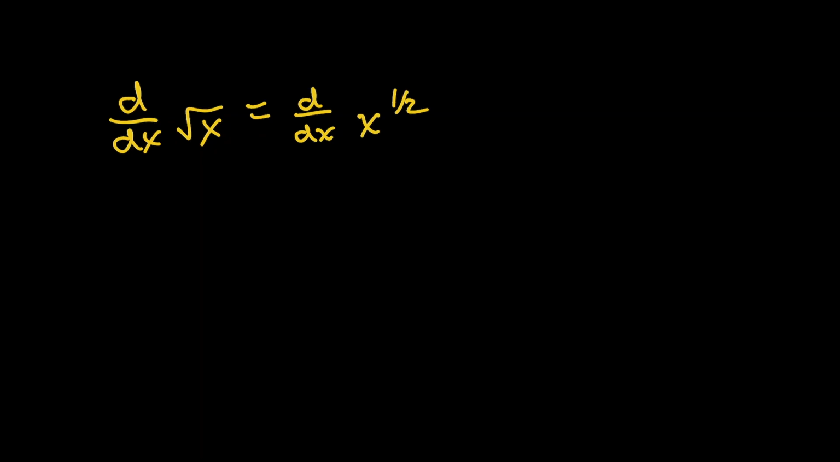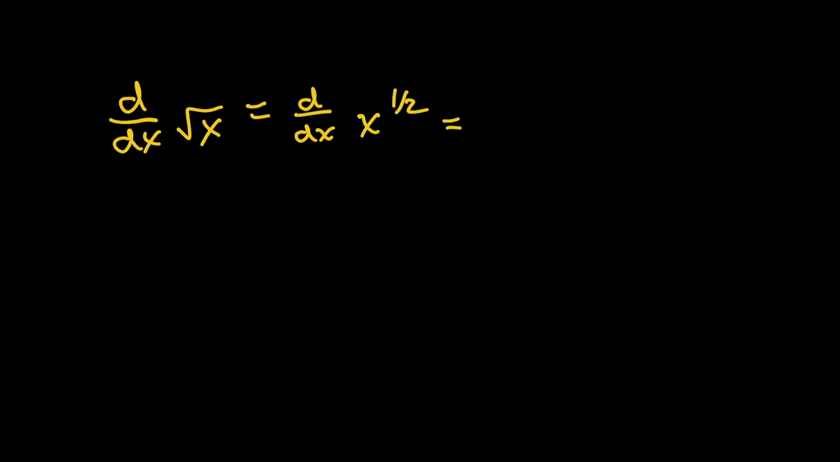Now, where we really start to unlock the versatility of the power rule is when we realize that lots of things can be written as x to a power. For example, if I'm taking the derivative of the square root of x, I can realize that the square root of x is the same thing as x to the 1/2 power. So in this way, the derivative of the square root of x becomes the derivative of x to the half. And now it's x to a power, and I can use the power rule.